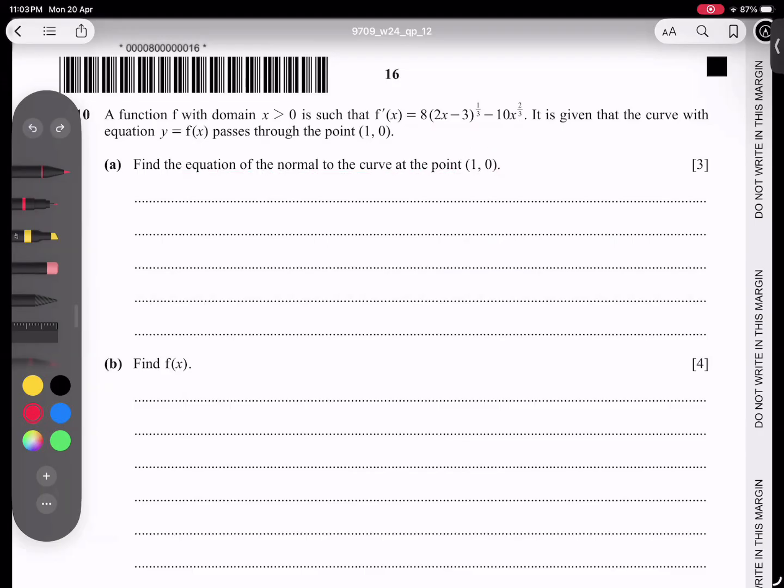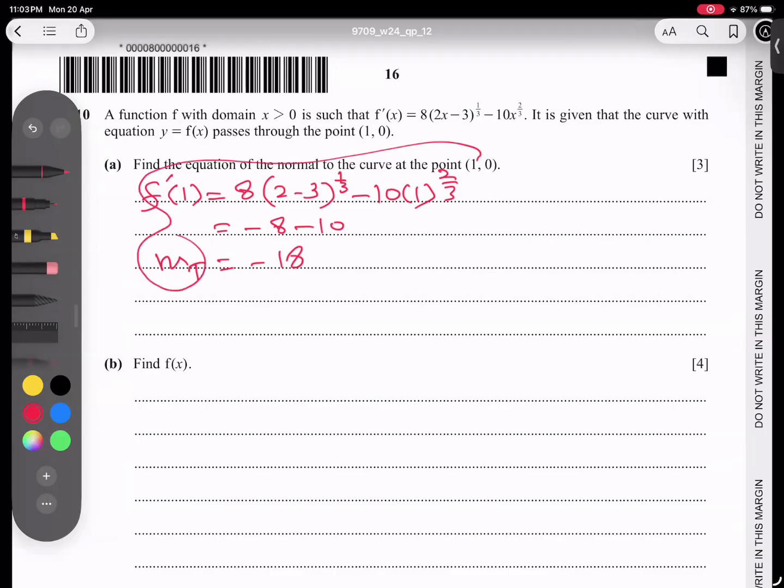So first of all, we will plug in this 1 in place of x in the derivative. When I replace every x by 1, I get 8 times 2, 2 ones are 2, and minus 3, and the power is 1 over 3, and negative 10 and 1 to the power 2 by 3. So I'm getting the gradient, negative 8 and here 10, so I get negative 18. So this is the gradient of the tangent.